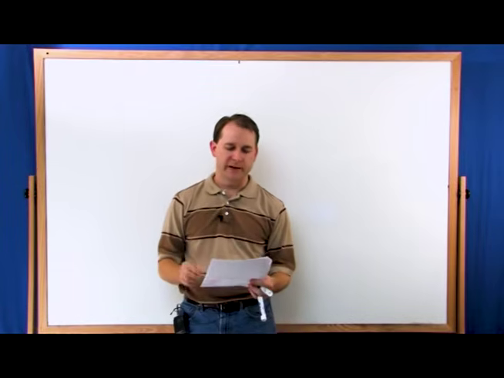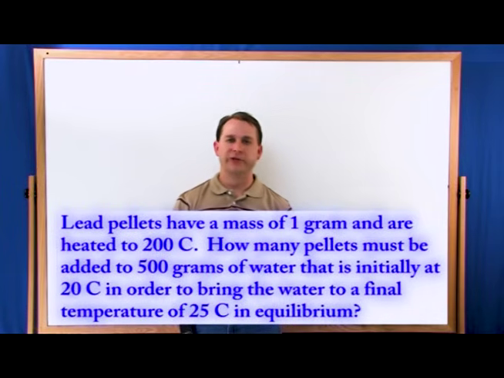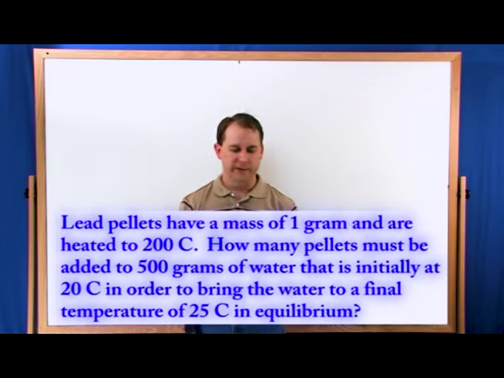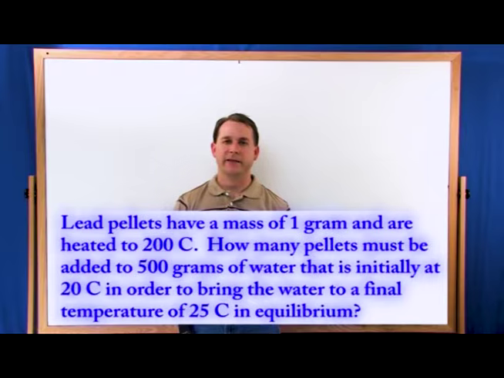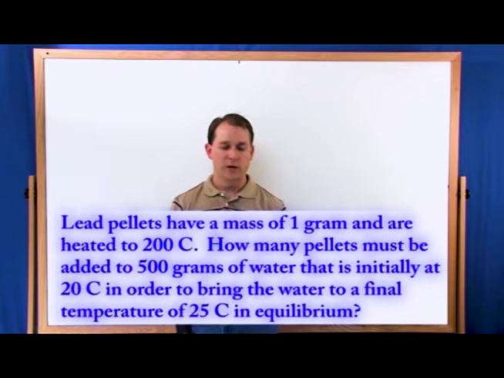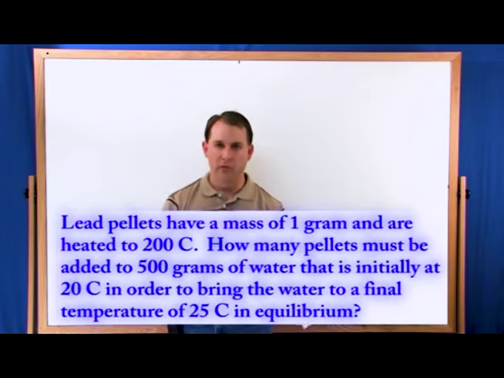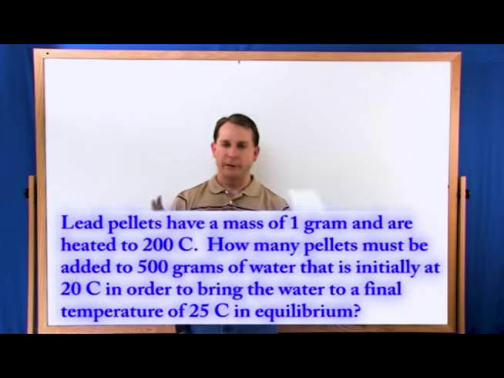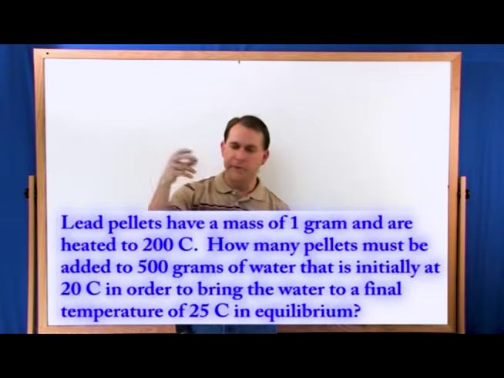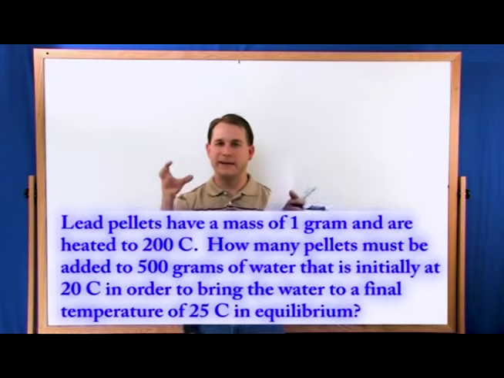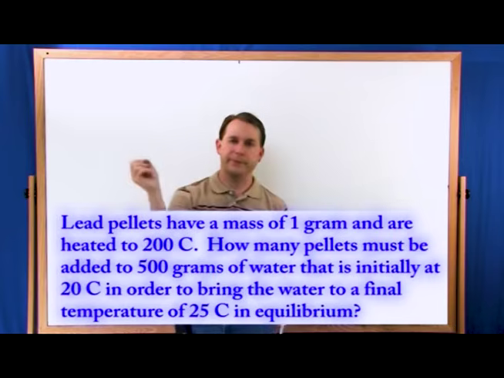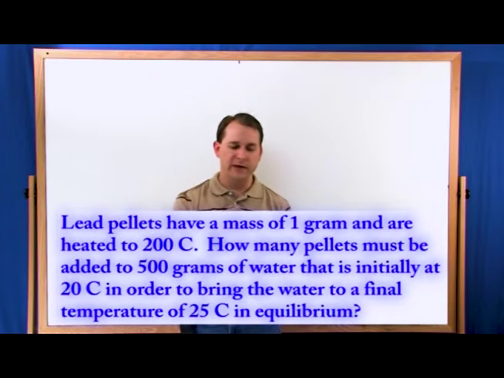Okay, the final problem says lead pellets, each of mass 1 gram, are heated to 200 degrees Celsius. How many pellets must be added to 500 grams of water that's initially at 20 degrees Celsius in order to bring the water to 25 degrees Celsius equilibrium temperature? So what we have is a bucket of water, and in this case we're putting hot metal in it just like the last one, except instead of one big slug, we're throwing a bunch of pellets in there. And each pellet is 1 gram, and each pellet is 200 degrees Celsius.